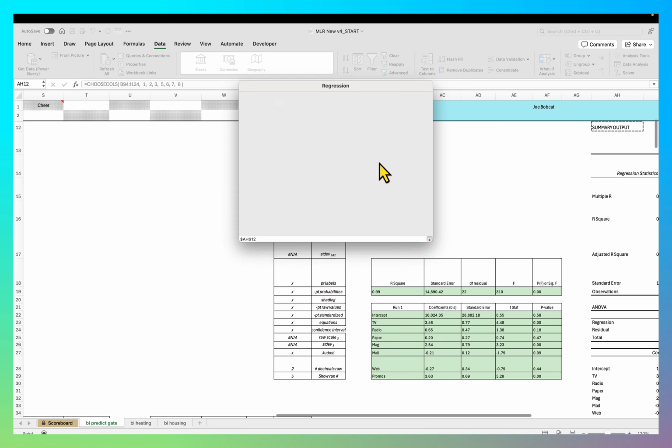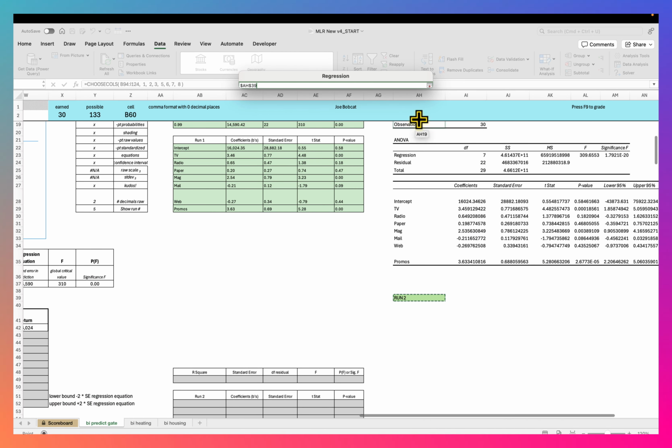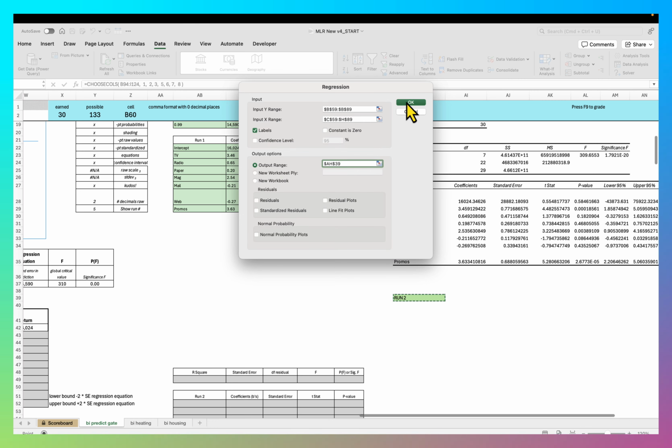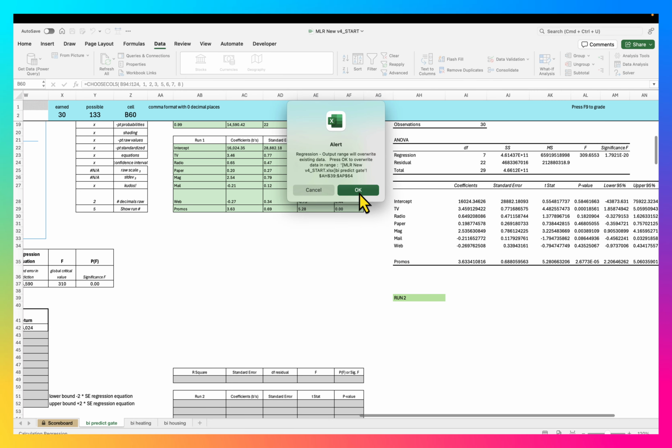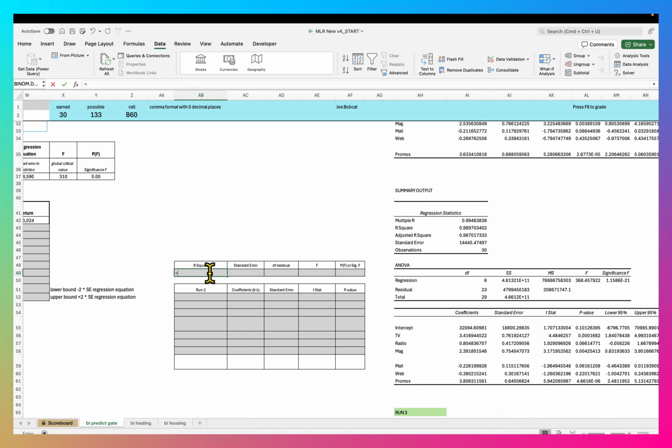And the output range is also going to be different because now I want it to go where run 2 is, right here. Click OK, OK. And then I have to reference all the cells again. So there's the R² value, there's the standard error, there's the degrees of freedom. And you'll start to see some patterns here, like the R², even though we're taking out predictors, the R² is going to stay really high, which is kind of cool.